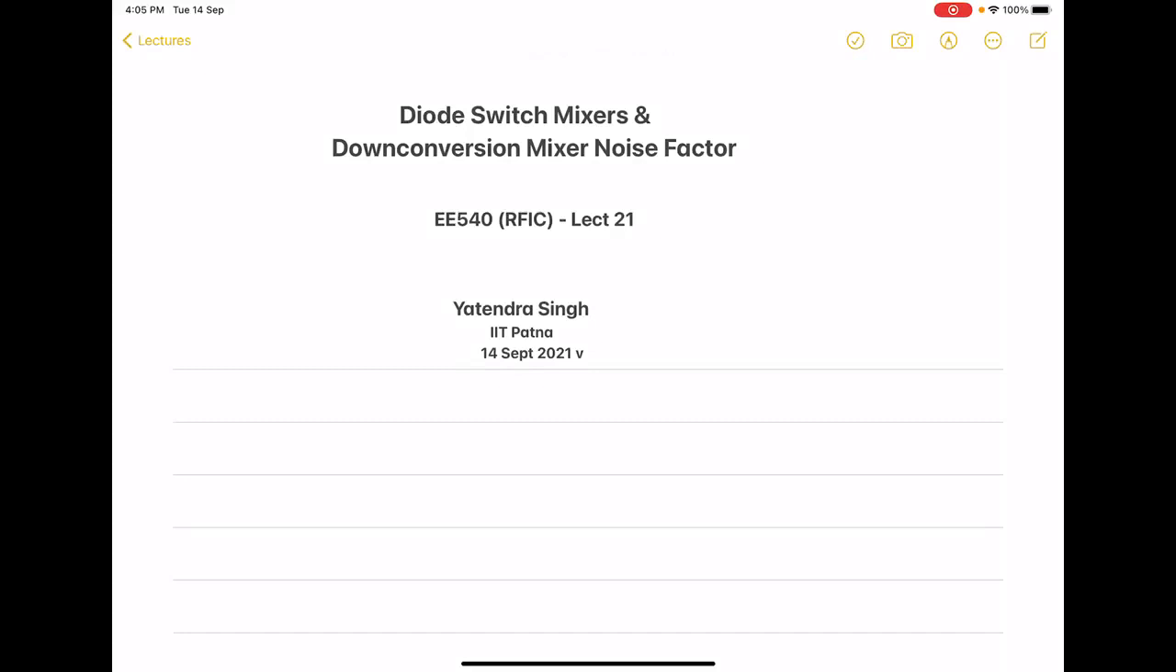In addition to that, we will also see the mixer noise factor in general, and the relation of the mixer noise factor for the down conversion mixer, that means in the receiver path, specifically for the two cases of the message, that is single sideband message and double sideband message. And we will see that there is a difference in the noise factor for the down conversion mixer for these two types of signals.